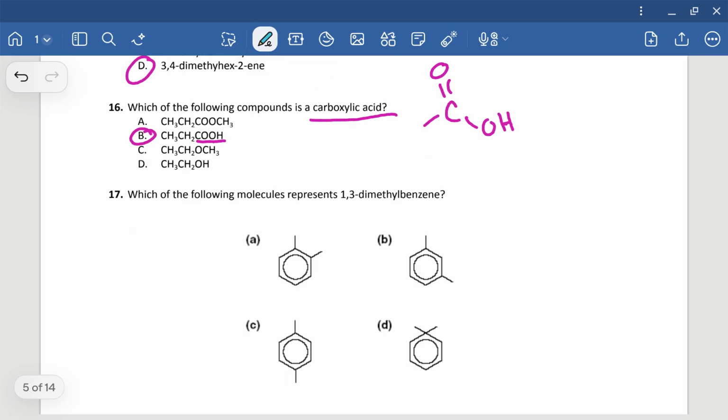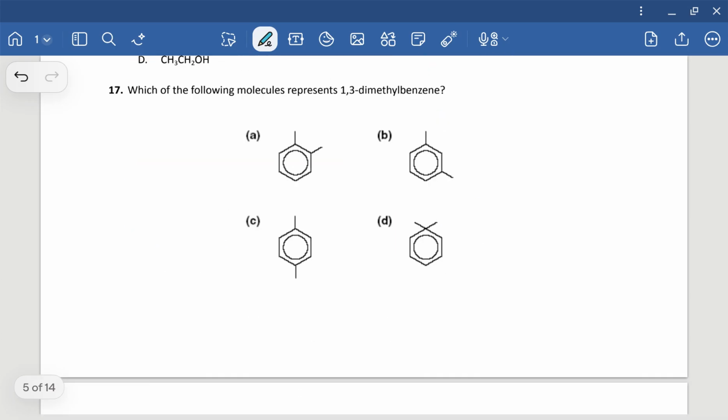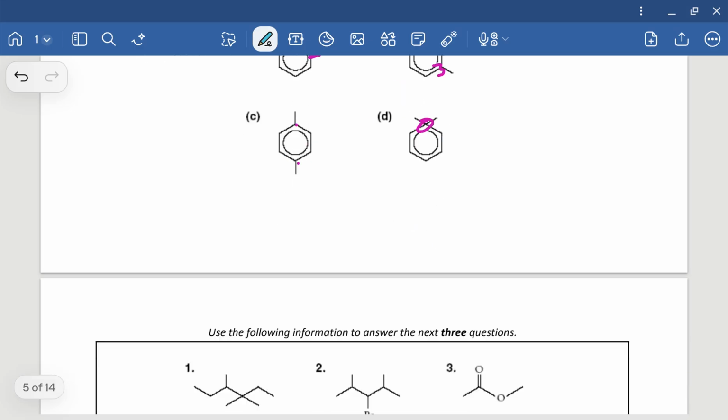Number 17, which of the following represents 1,3-dimethylbenzene? So if you have a benzene ring, we have to start at any point here with your carbons. So say I said this was carbon 1, that would make this one carbon 2, so that's not 1 and 3. If I looked at this next one, this was carbon 1, 2, 3, that's going to work. This one shows both on 1. And then this last one is putting it on a number too far away. So the answer is B.